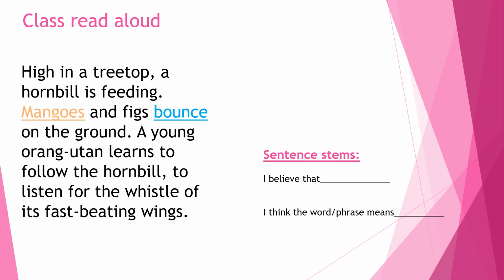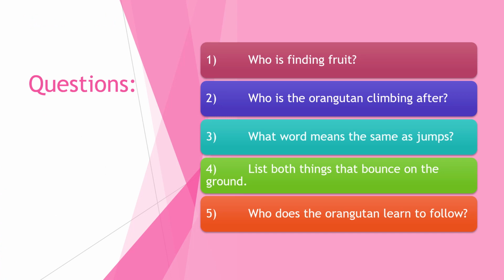With class read aloud, I'm going to let you read this passage from the story. Now, when you've finished, I would like you to look at the two words that are highlighted in orange and blue, and I would like you to clarify, what do they mean? I've got questions 1 to 5 on this slide, and on the next slide I've got the final question.